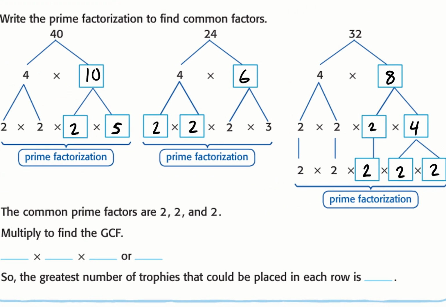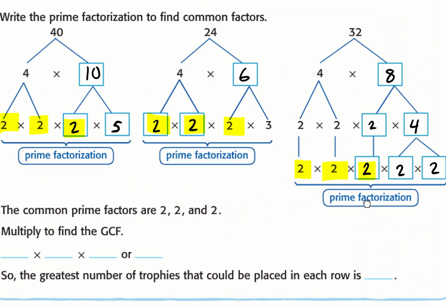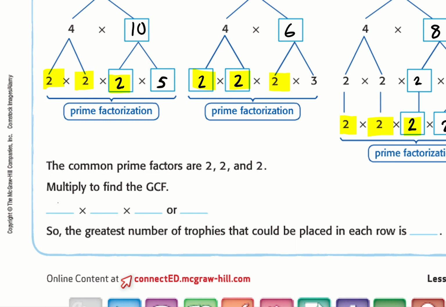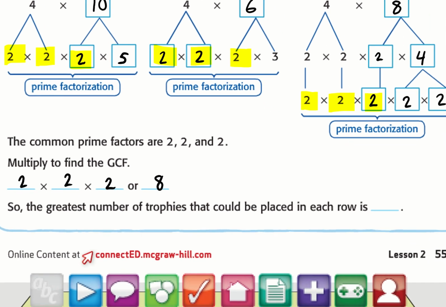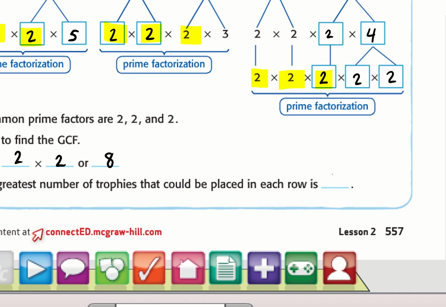So we look at what we have in common. I notice each one has three 2's. So this is going to be my greatest common factor. So I have 2 times 2 times 2, or it's going to be 8, because 2 times 2 is 4, 4 times 2 is 8. So the greatest number of trophies that can be placed in each row is 8.